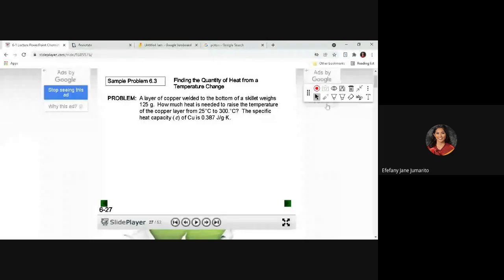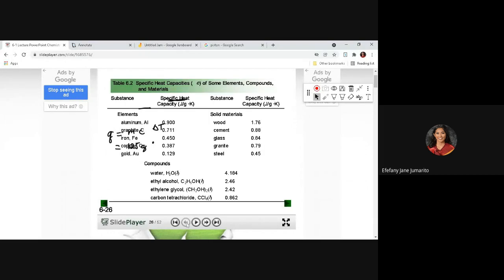Okay, we have this problem. All right, now let's answer this one. A layer of copper welded to the bottom of a pan weighs 125 grams. How much heat is needed to raise the temperature of the copper? So we have Q is equal to m C delta T. What is the m? 125 grams times, what about the C? It's copper. Now let's look at the specific heat capacity of copper.